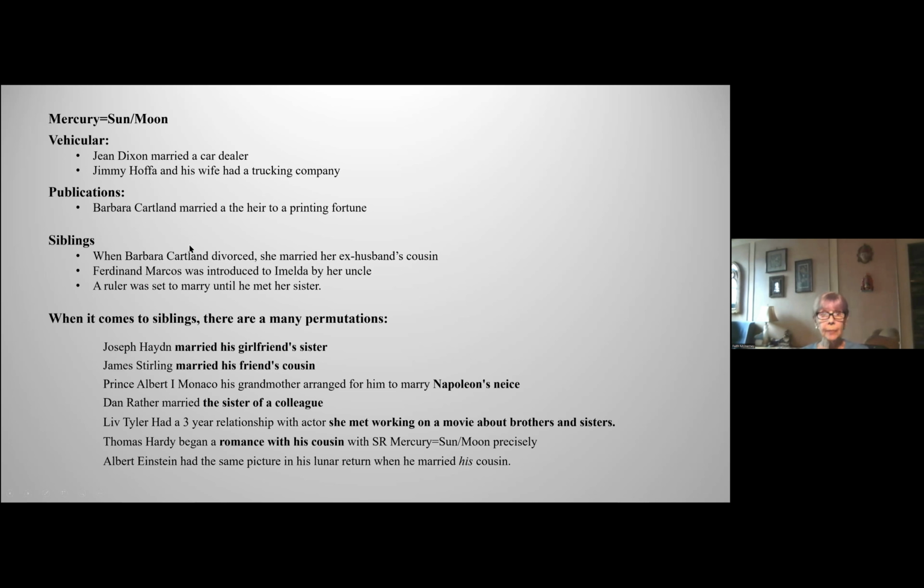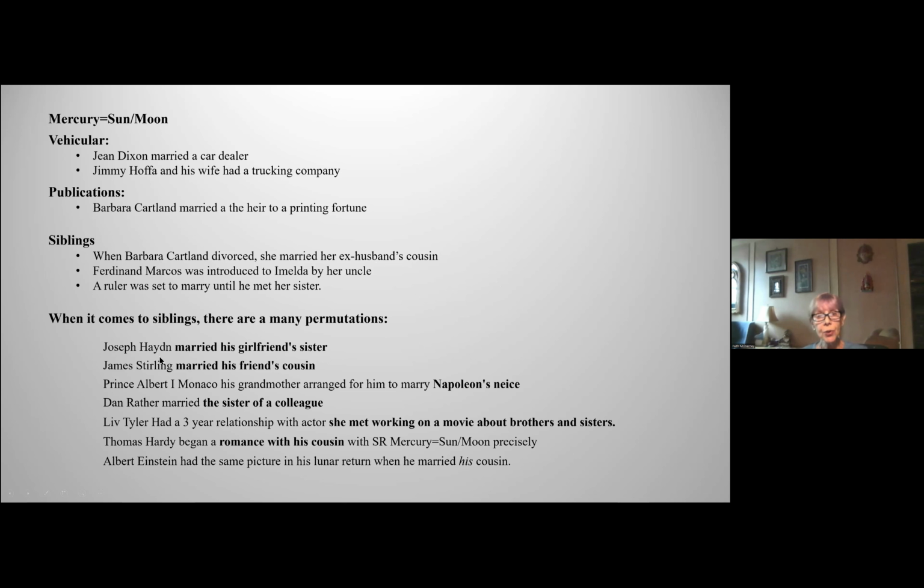In terms of siblings, this woman had married the heir to a printing fortune, she divorced, and then she married her ex-husband's cousin. So the sibling thing can be very convoluted, actually. We're going to talk about the convolutions of the siblings in a minute, but that's an example of a convoluted situation, her ex-husband's cousin. Ferdinand Marcos was introduced to Imelda by her uncle, and there was a ruler who was set to marry a woman, and then he met her sister, and that's who he married. So when it comes to siblings, there are many permutations, and some of them are convoluted.